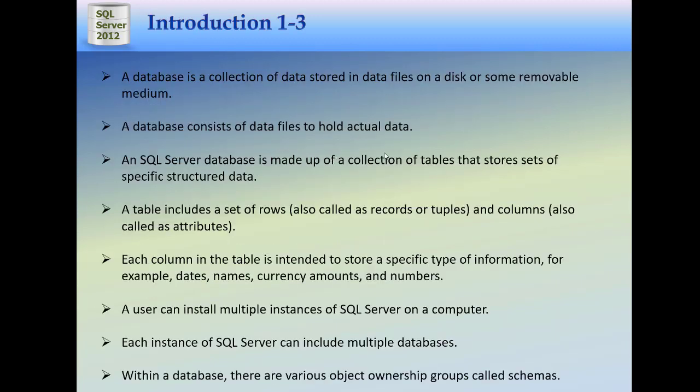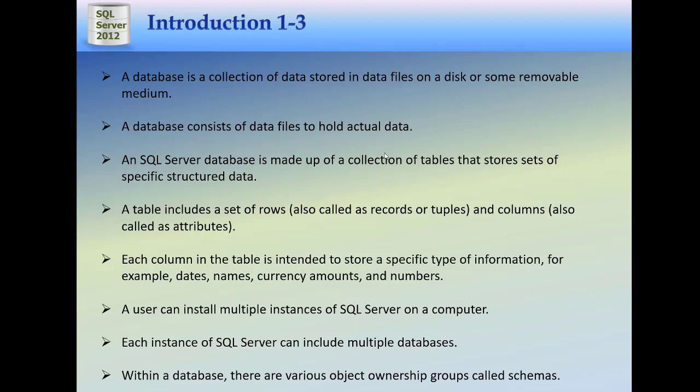Okay, introduction. Now, a database is a collection of data stored in data files on a disk or some removable medium. A database consists of data files to hold actual data. An SQL Server database is made up of a collection of tables which store sets of specific structured data. A table includes a set of rows, and remember, we also call them records or tuples, and columns, also known as attributes. Each column in the table is intended to store a specific type of information, for example, dates, names, currency amounts, numbers. You can also store student numbers. You can also store your marks and many other things in the database.